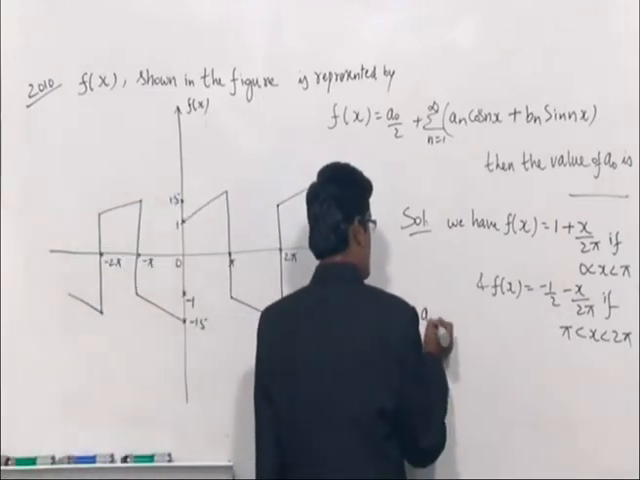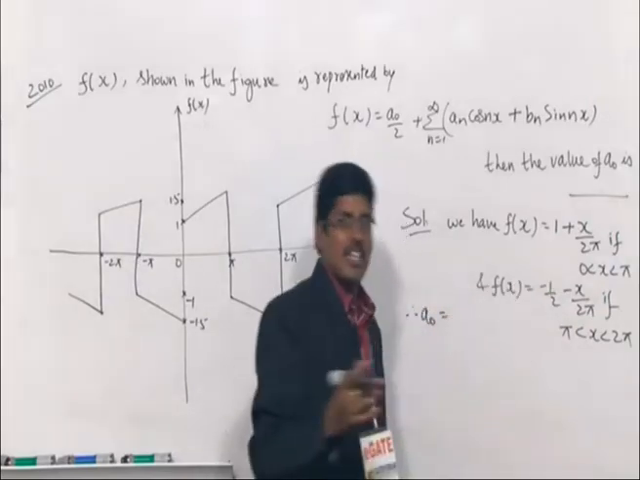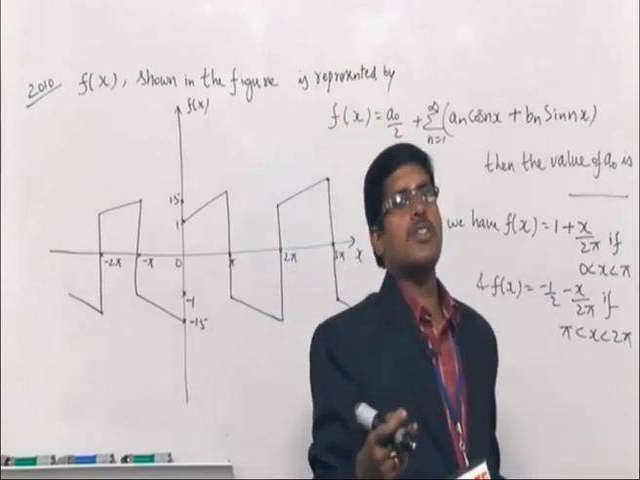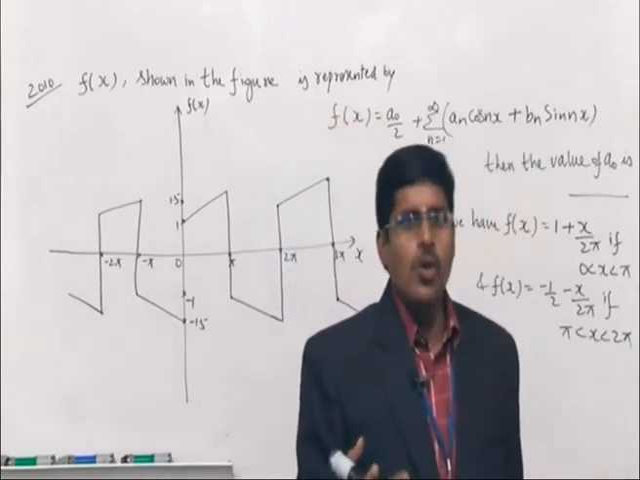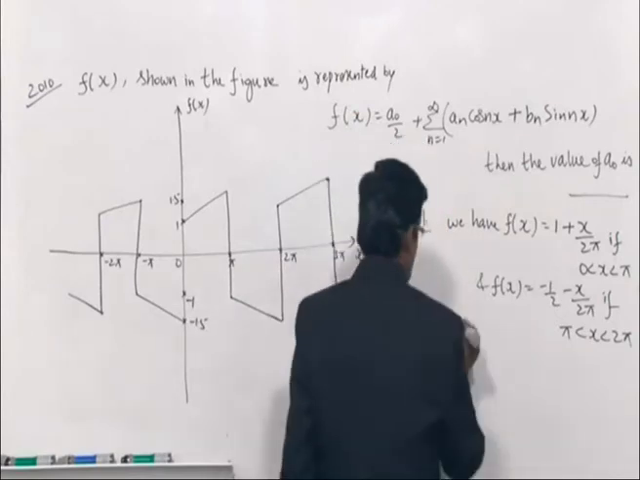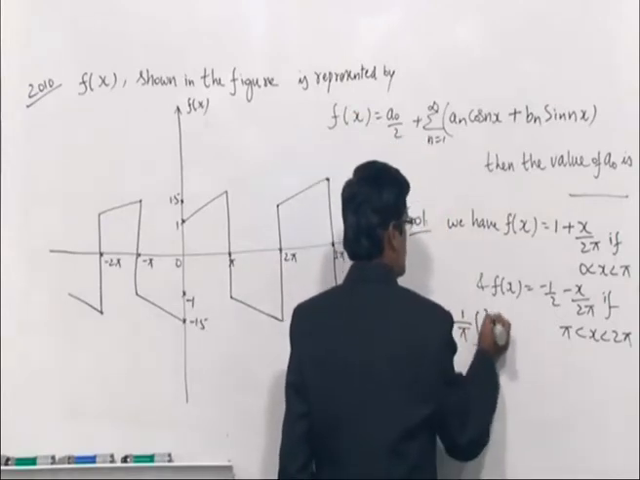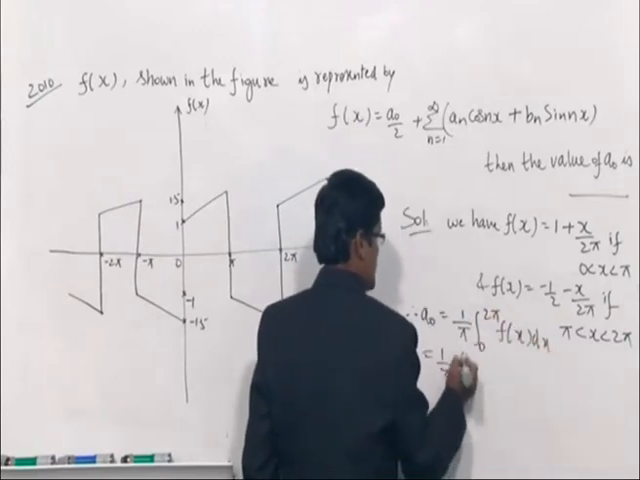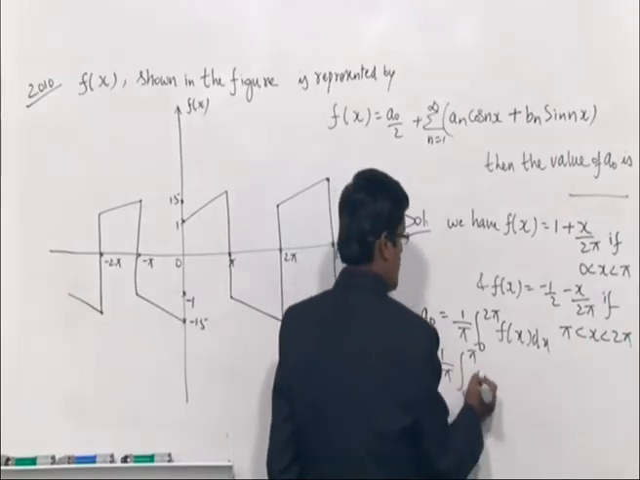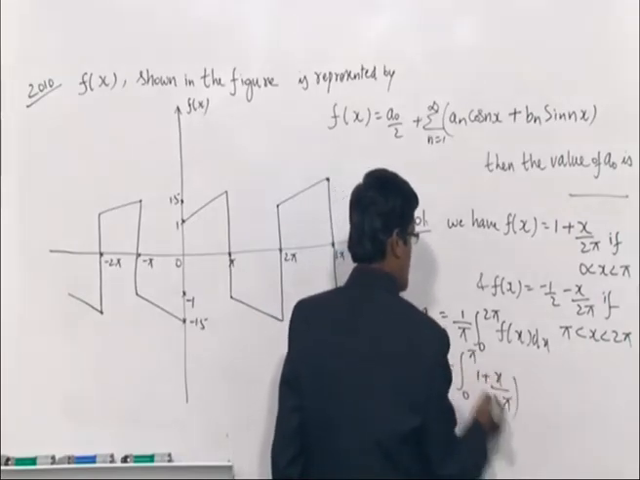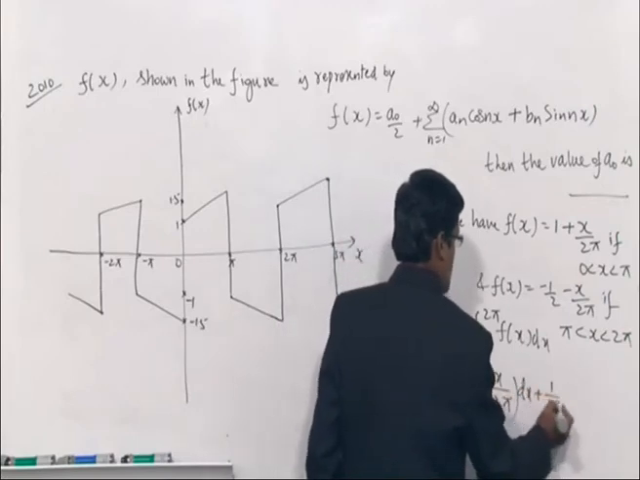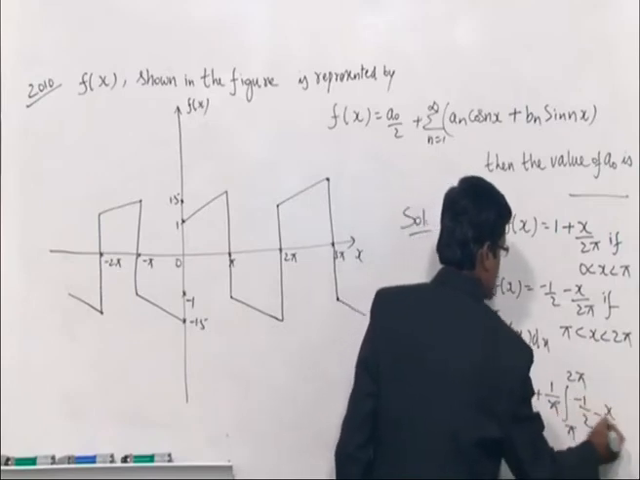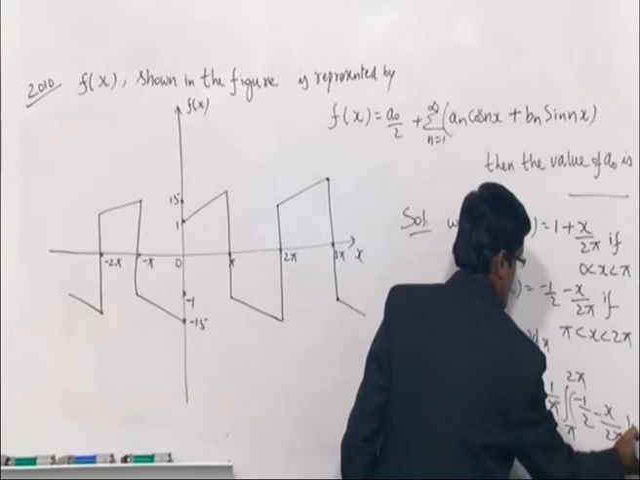So what is a naught? The original procedure over 0 to 2 pi or minus pi to pi gives the same answer for a naught, a n, b n. That means refer to c comma c plus 2l, where c is equal to 0, l is equal to pi. Okay, so a naught is 1 over pi integral 0 to 2 pi f of x dx. So this is 1 over pi integral 0 to pi, what is the f of x value? 1 plus x by 2 pi dx, plus 1 over pi, the other interval, pi to 2 pi, minus 1 by 2 minus x by 2 pi dx.